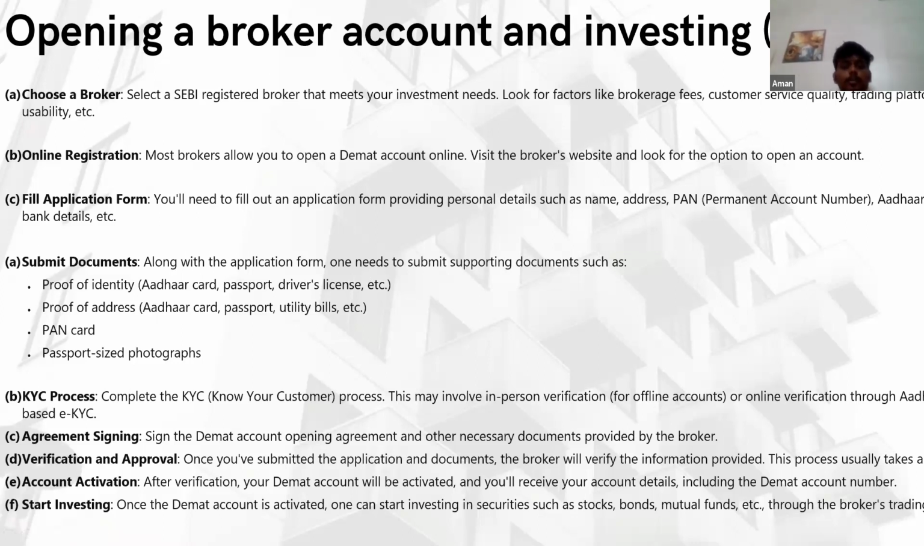So all the brokers have a set agreement where mostly they are obligated for certain parts of their role. So this needs to be signed by both the broker as well as the investor.